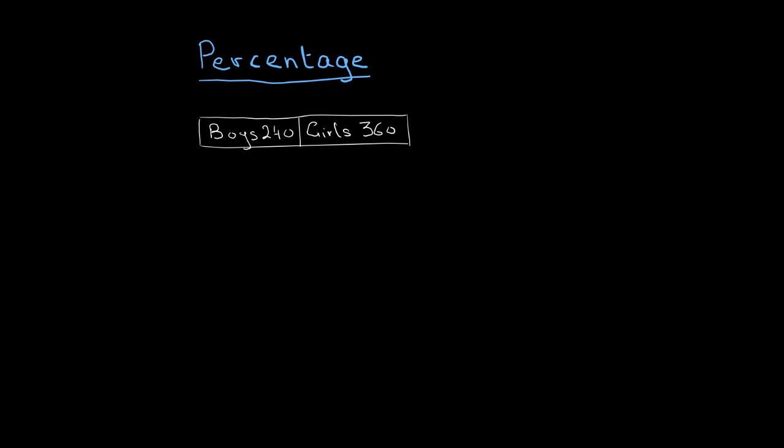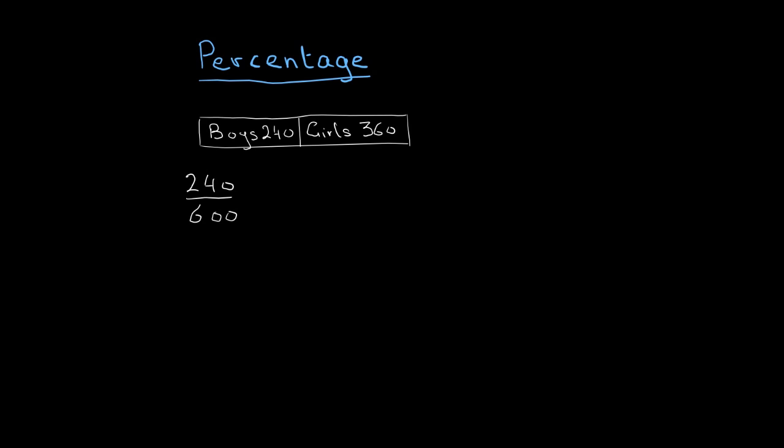Let's say we want to find out what fraction of boys there are in the school. So if you want to find out the fraction of boys in the school, I can write it as: fraction of boys in the school is going to be equal to 240 over 600, because 600 is the total number of students and there are 240 boys. Okay, so that's what it is.